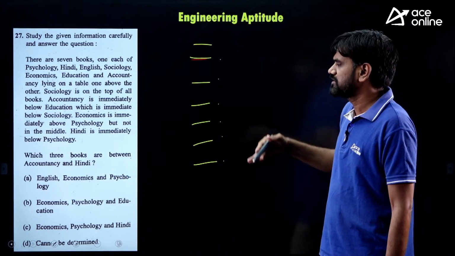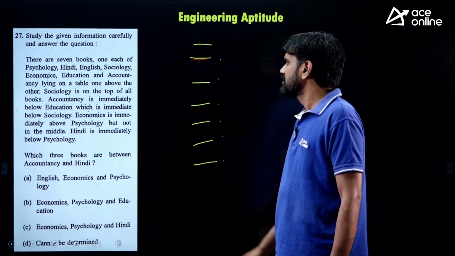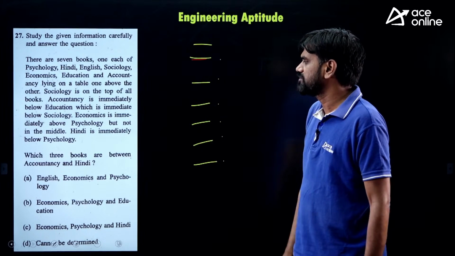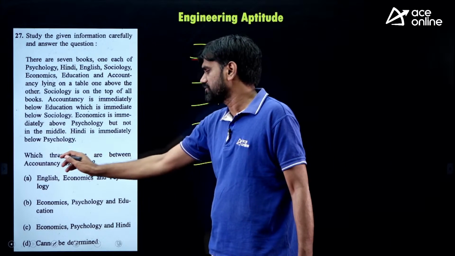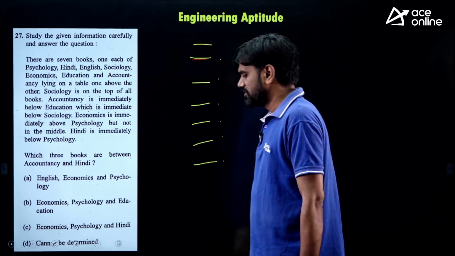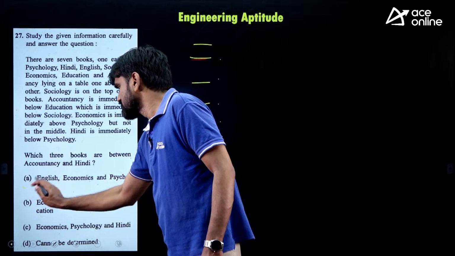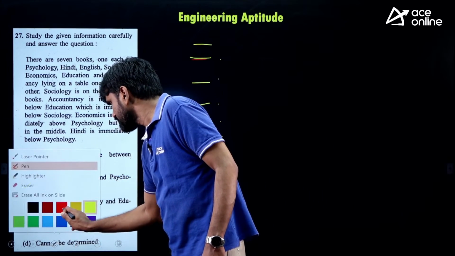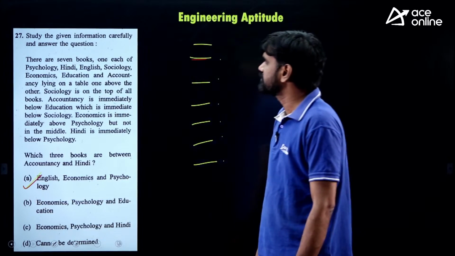So if you are arranging the books over there, you will get some arrangement. Based on that, you can choose which 3 books are there between accountancy and Hindi, which they are asking you for, right? So for that, you will be getting the answer as option A. That will be the correct answer for 27.